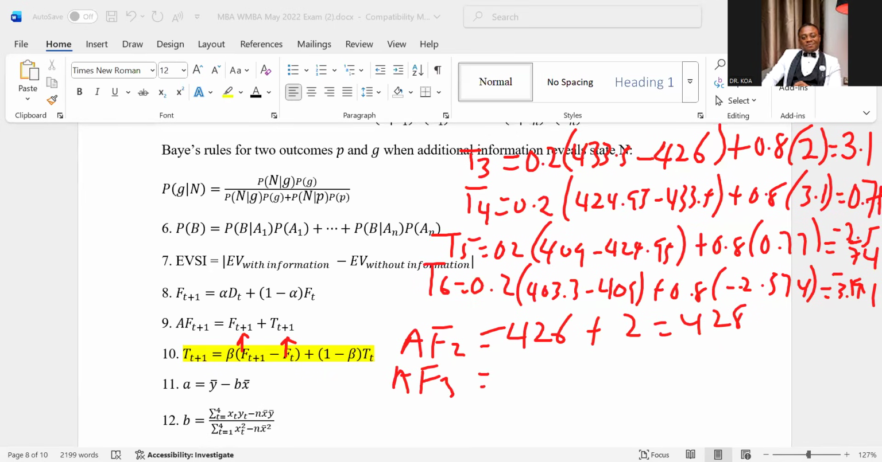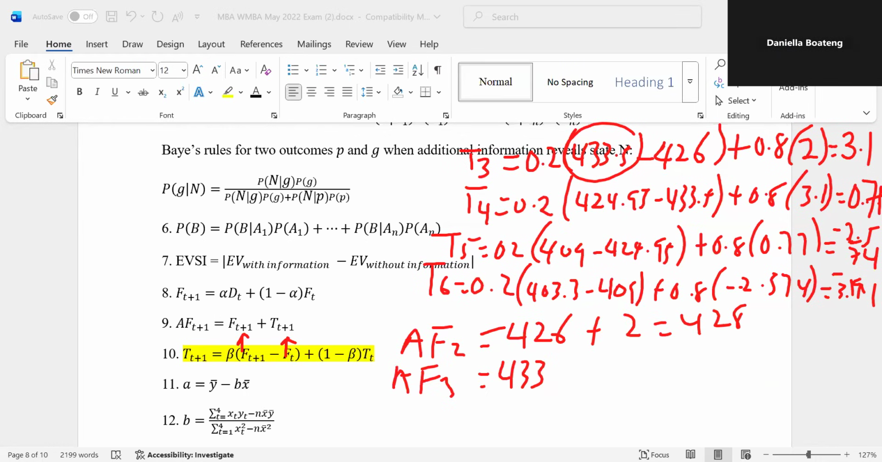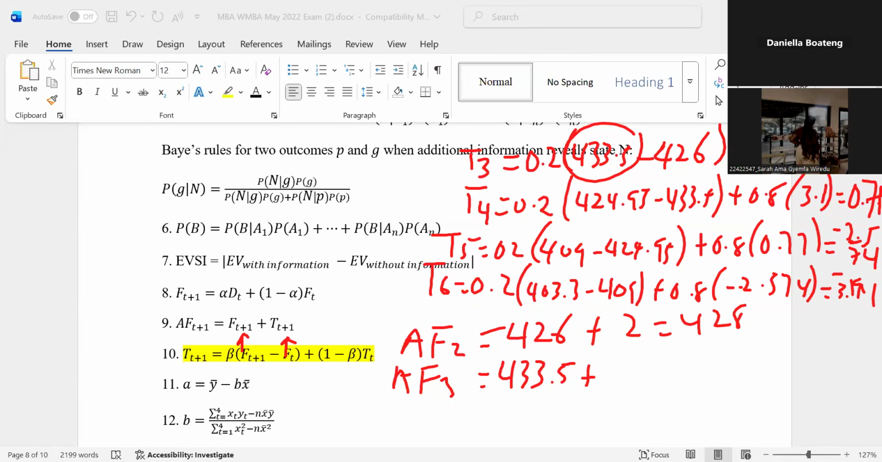If you check the value we had, that one is this one up here. So it's a 433, because we are using the F3. So that is 433.5 plus, what was the time trend? 3.1. Yes, Sarah.